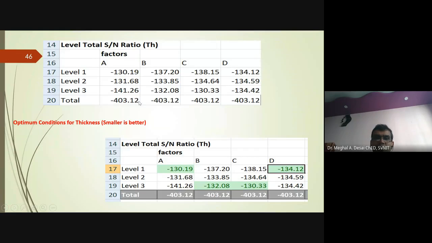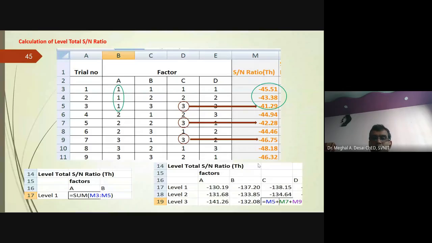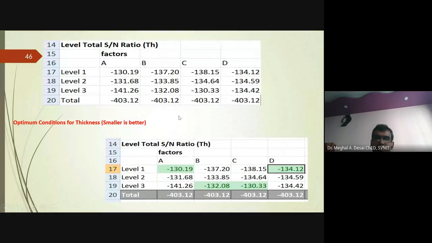The last row that you are seeing, total minus 403.12, is what I was talking about. You can cross-check: 403.12 is there for all, and over here also it is there, that means I have not made any mistake. All the summations that I have done are correct.